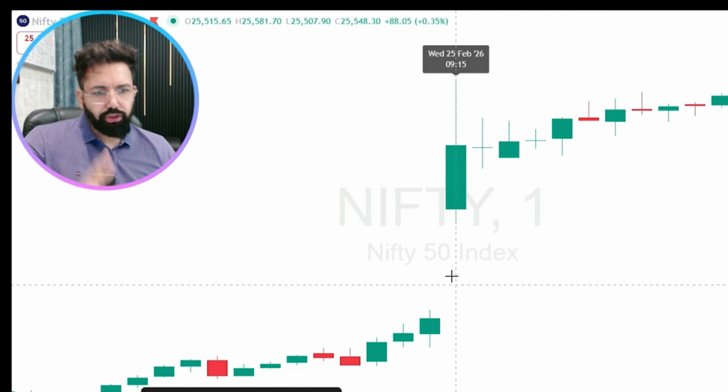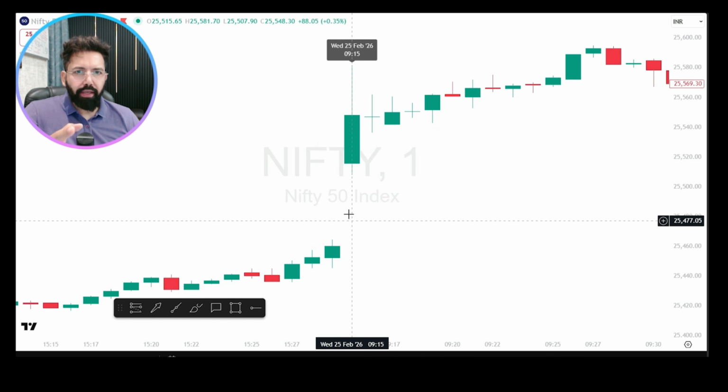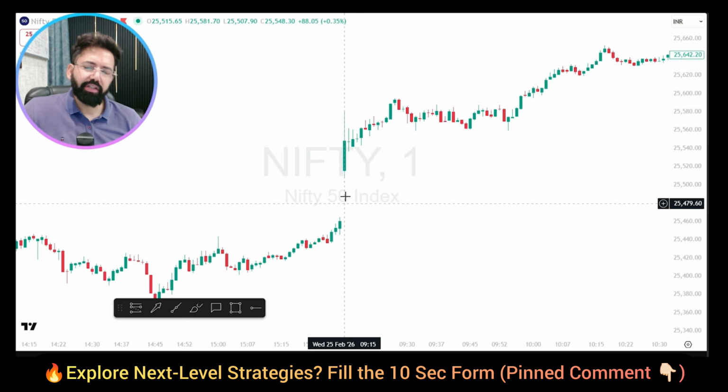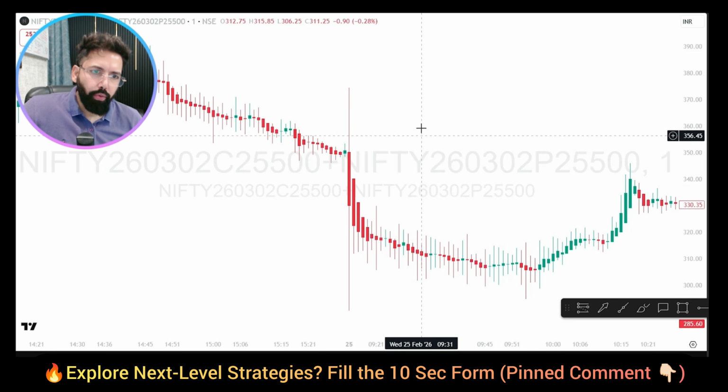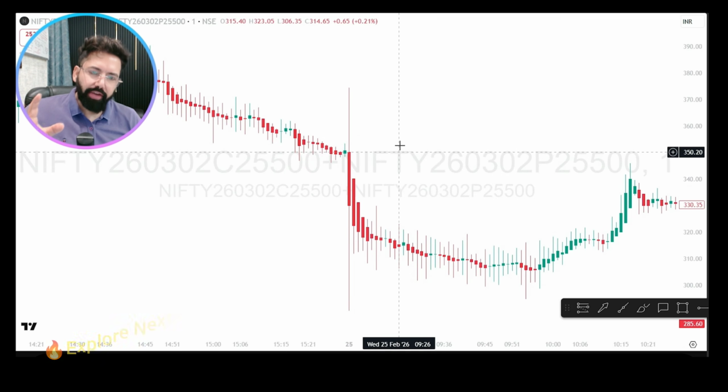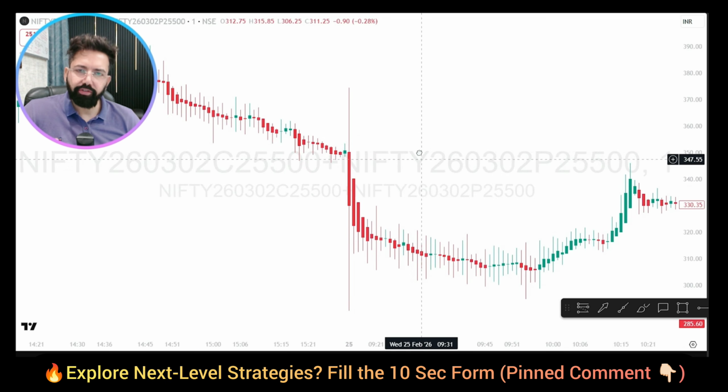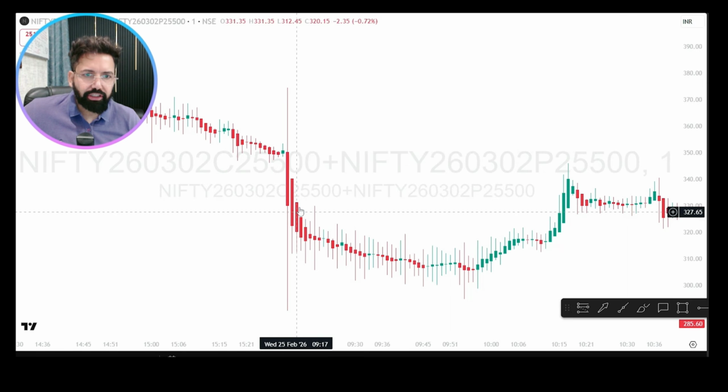It's 25 Feb, just 1 day prior. What do we see? The opening is 25,515. That means 25,500. That becomes an at the money straddle. So let's load that. It's very simple. So 25,500. Here I have loaded the chart, 25,500 call, 25,500 put, and this is the first candle which you see here, 9:15 a.m.